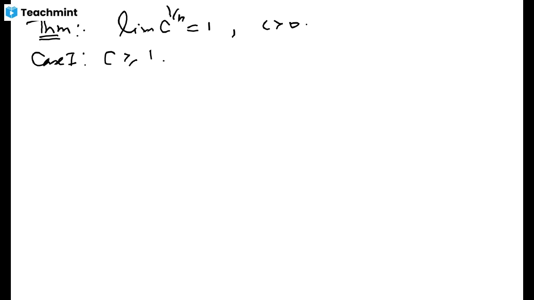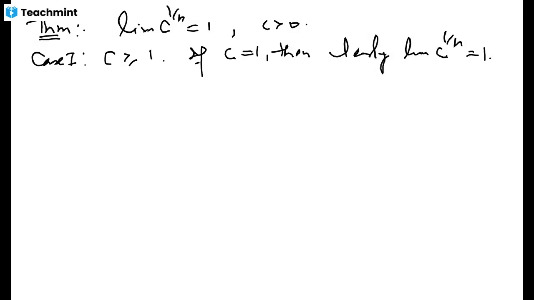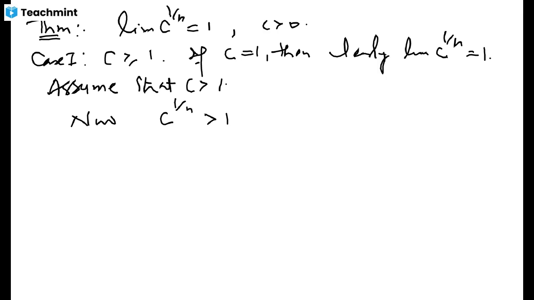So now c is greater than or equal to 1. If c is 1, then clearly the limit is 1, because you are going to get the constant sequence. So let us assume now that c is strictly greater than 1, and see what happens then. Clearly it's not difficult to see that c power 1 by n is also going to be greater than 1. It cannot be equal to 1 for any n. So this is a number greater than 1, which means it is 1 plus some positive number hn.